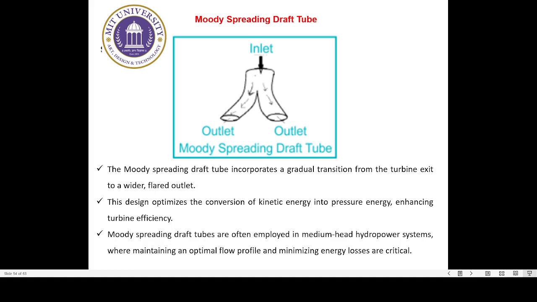Now this Moody spreading draft tube is more popular in medium head hydroelectric power plants. It is also suitable to maintain the optimal flow profile and thus minimize energy losses. These are some of the important features of the Moody spreading draft tube.